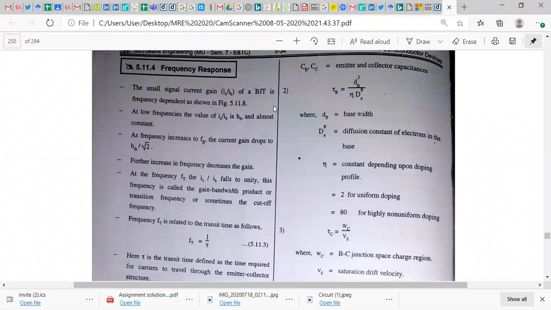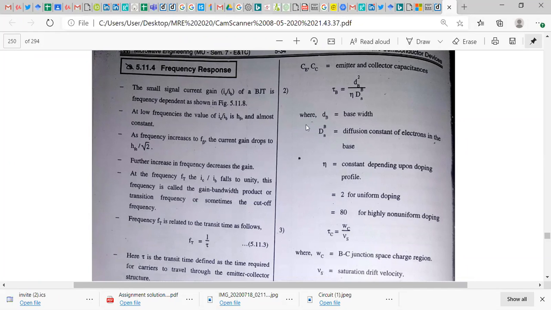At lower frequency, this value IC by IB is equal to HFE. But as the frequency increases, the value drops to HFE by root 2.